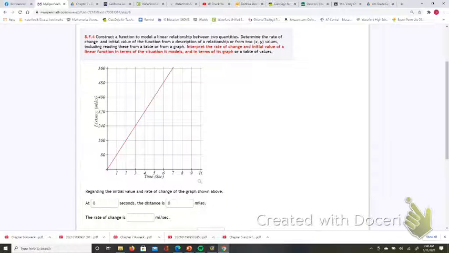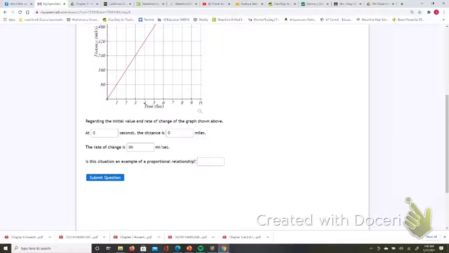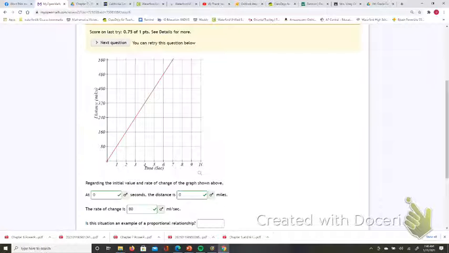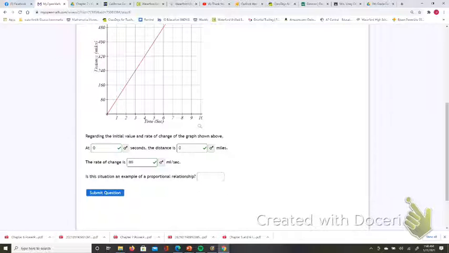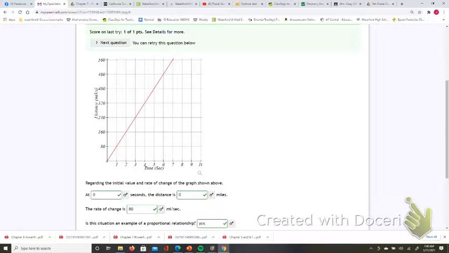So now I'm going to type in 80 miles per second. And then I submit. Uh-oh. Oh, I didn't see this down here. Is this situation an example of a proportional relationship? We just talked about that. Yes, it is. And we submit. Remember, it's proportional because it starts at 0, 0.